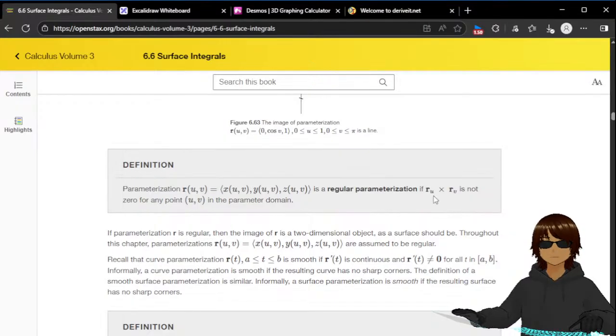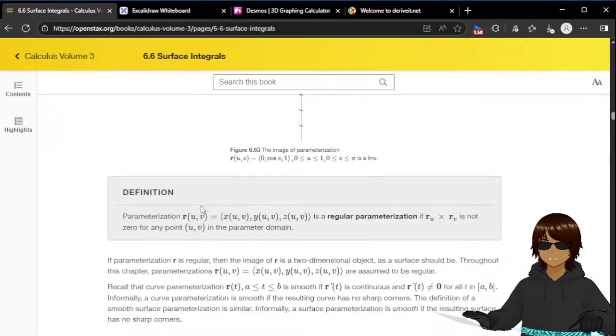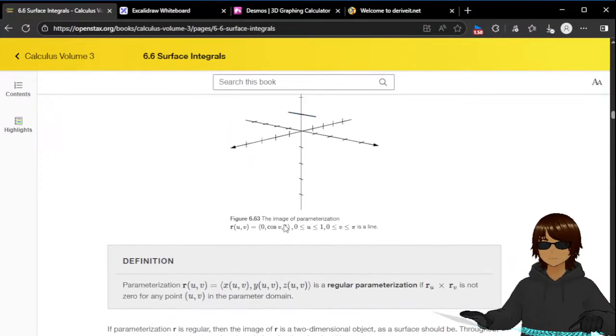So a regular parameterization, the cross product of the derivatives is not... hold on. Is not 0 for any point (u,v) in the parameter domain. Why any point? If it was like in the entire domain, I would get that for any point.